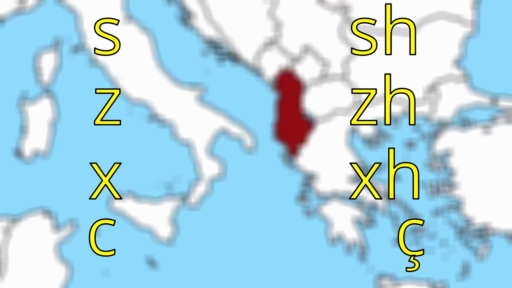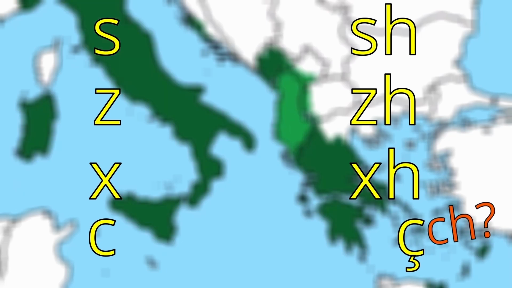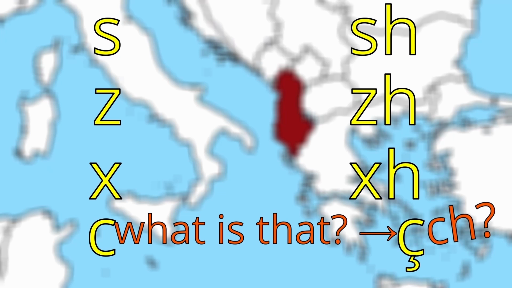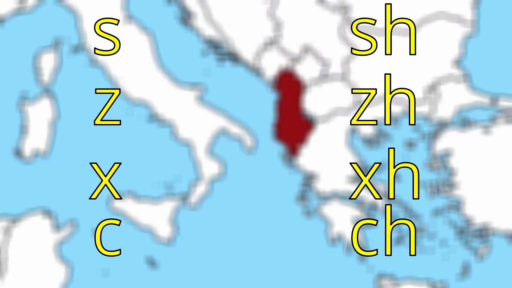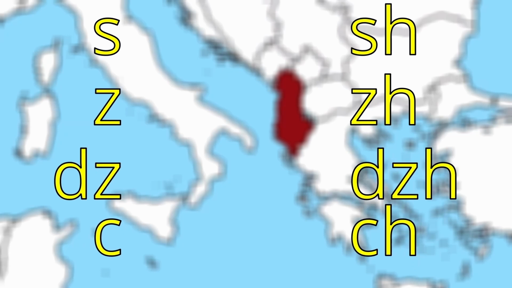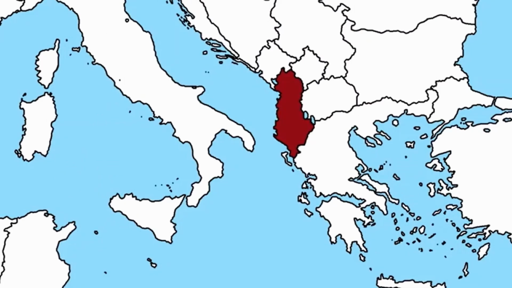Why is there not a digraph CH for the sound ch? Why is there a weird letter C with cedilla? I don't know, but let's agree that if this system looked like this, or especially like this, it would be extremely boring. While this illogical decision in orthography makes Albanian so unusual and interesting in its text form.